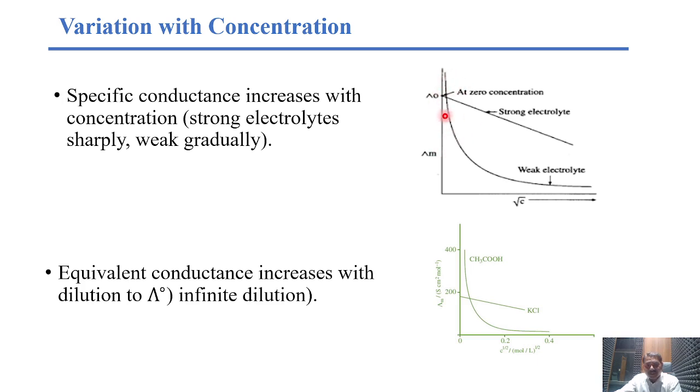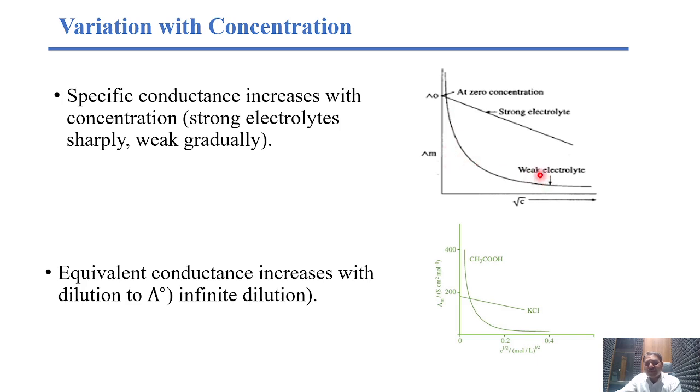From this strong electrolyte curve, if we extrapolate it on the y-axis we get the equivalent conductivity at zero concentration or infinite dilution. This is the origin, and at the origin the concentration is zero, meaning the solution is very dilute. At zero concentration or at infinite dilution of a solution for a strong electrolyte, we can obtain this limiting value of equivalent conductivity at zero concentration or at infinite dilution.